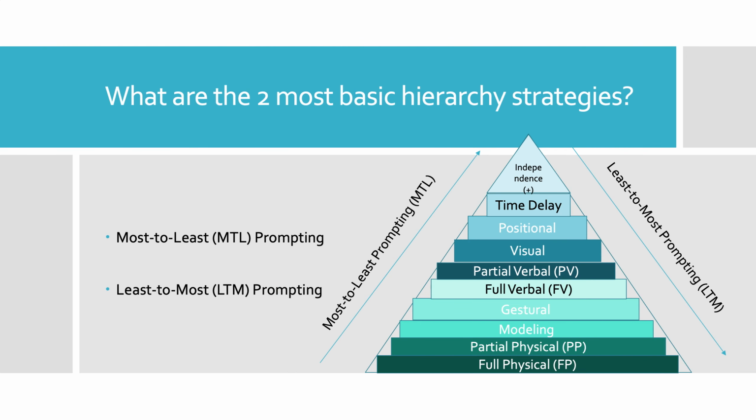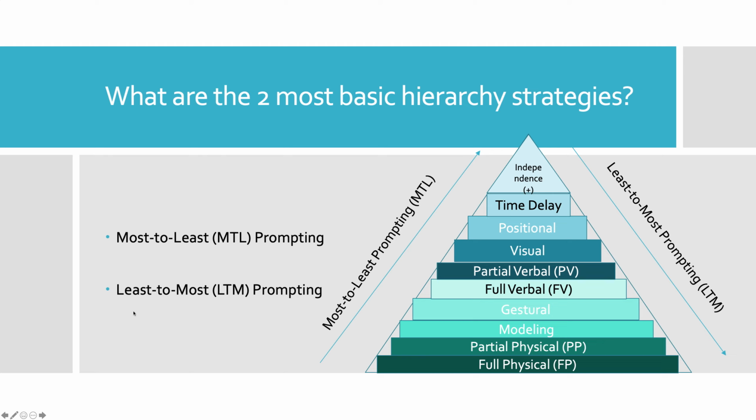Next, we're going to talk about the two most basic hierarchy strategies: most to least prompting, then least to most prompting. The most to least would be full physical, partial physical, modeling, gestural, full verbal, partial verbal, visual, positional, time delayed, and independence. And that goes from bottom up. Again, most intrusive to least intrusive.